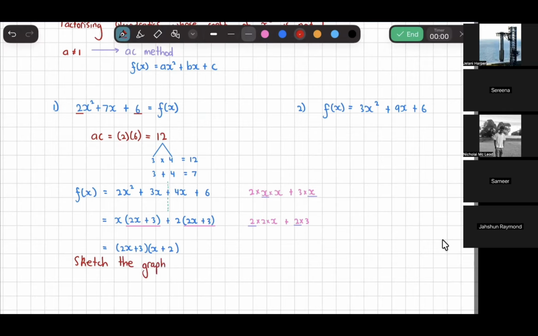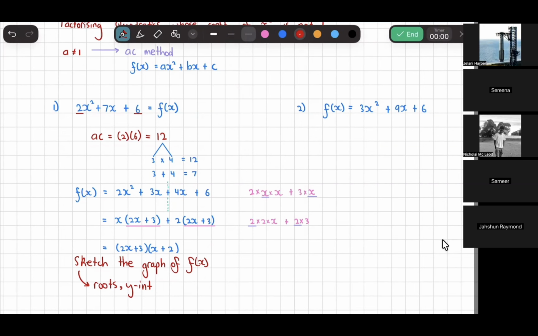Sketch the graph of f of x. That's what I want you to do. And when I say sketch the graph, I'm expecting to see where the roots are, and I want to see where the y-intercept is. These are the things I want to see. So those that are done with number one, please go ahead and do that.